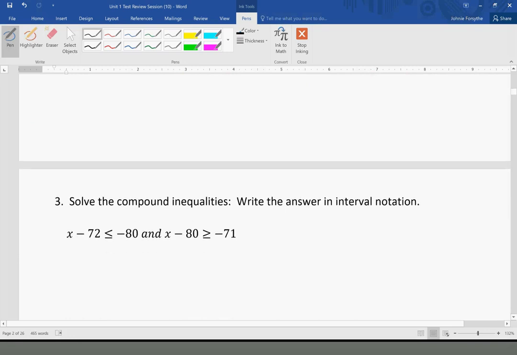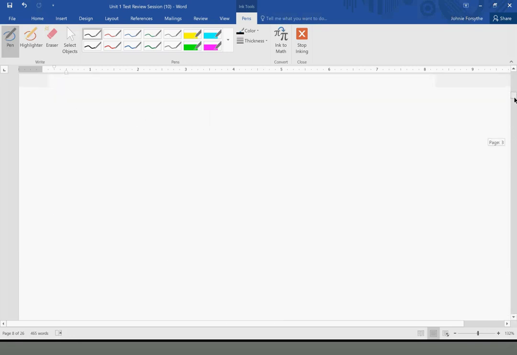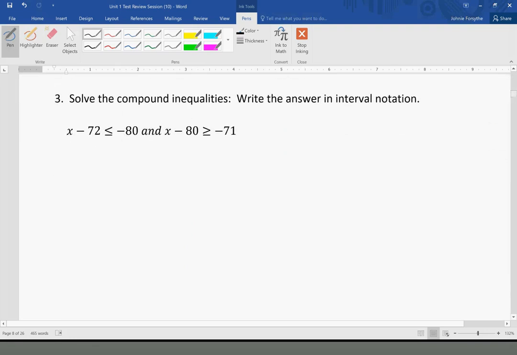Okay, number 3, solve the compound inequalities and write the answer in interval notation.